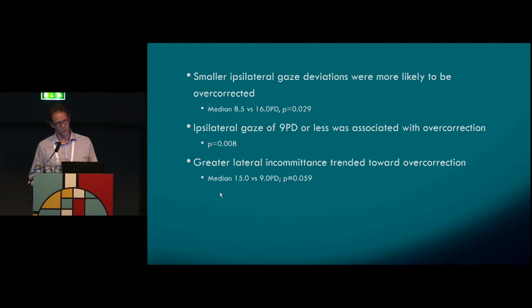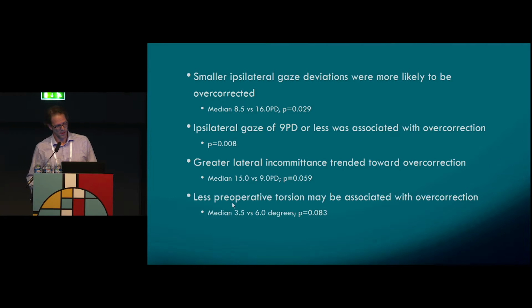Looking at preoperative torsion, which wasn't available in every patient, about 36 of the 45, it seemed like less preoperative torsion may have been associated with overcorrection. So if we go back and think of that case presentation, actually none of this really applies, because there again, we're proving the point that there are always exceptions. They did seem to have less preoperative torsion, but I don't know if we can necessarily hang our hat on that.